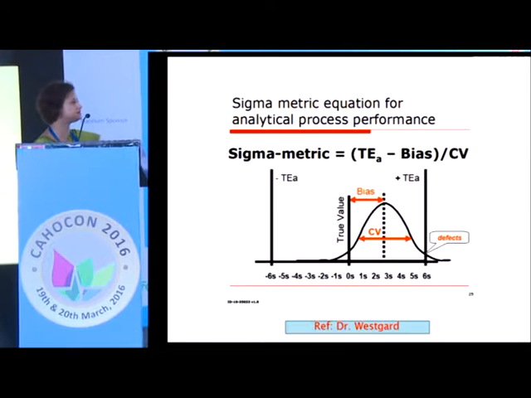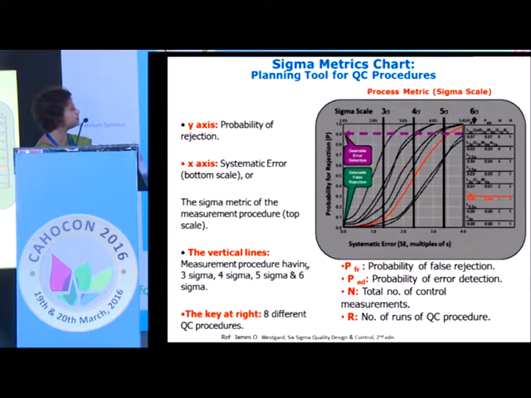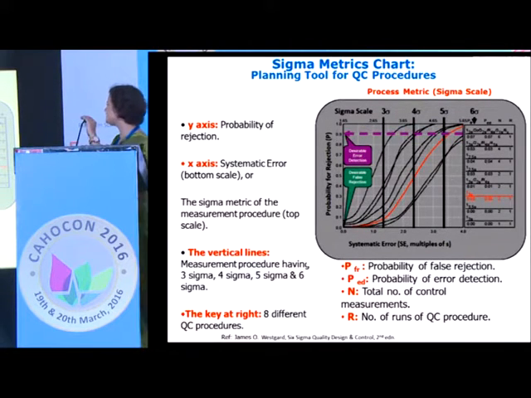Coming to the sigma-metric analysis for TSH. Sigma-metric is total allowable error minus bias, divided by CV. If you can see, this is the true value, this is the distribution, this is the bias, which is the location, and this is CV. And this is defects per million opportunities. Suppose we are at the 6 sigma level, then defects per million opportunities is 3.4. So the tail is depicted by defects or sigma. This is our sigma matrix chart. In the sigma matrix chart, the y-axis says probability of rejection and the x-axis says systematic error. These vertical lines are different sigmas: 3 sigma, 4 sigma, 5 sigma, and 6 sigma. And the key at the right shows what QC rules we should follow.